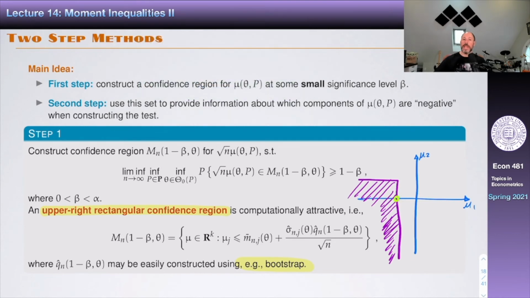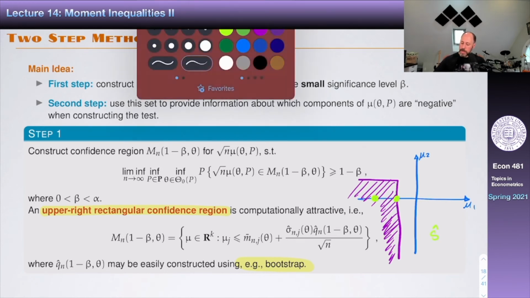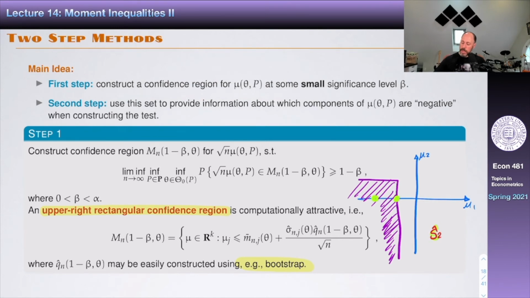Okay, so S hat 1 is going to be negative. And when you look at mu 2, the minimum between that and our point is just going to be 0. Okay, so here in this region, S hat 2, this green is just really bad. S hat 2 is going to be 0, and S hat 1 is going to be negative.